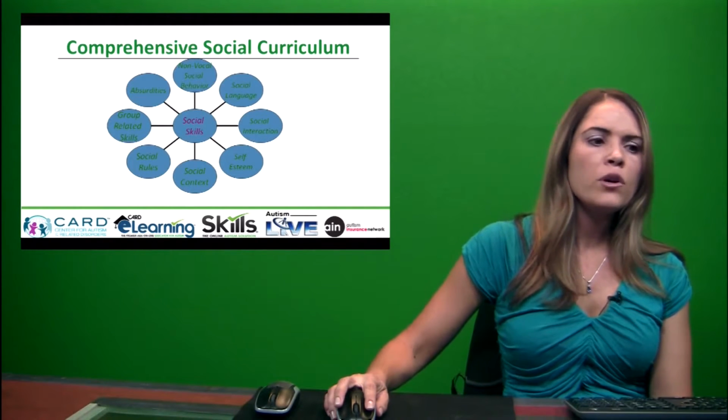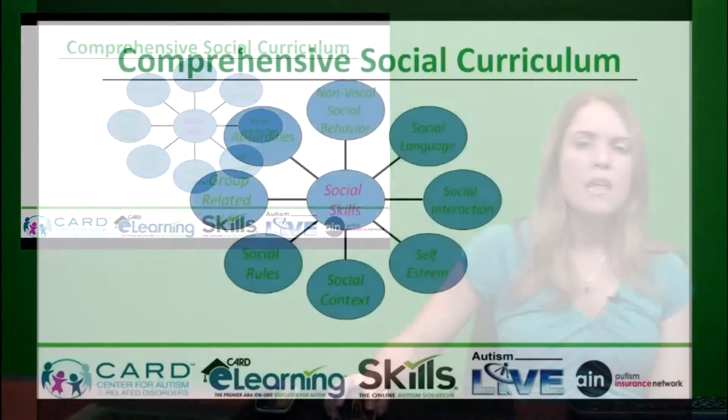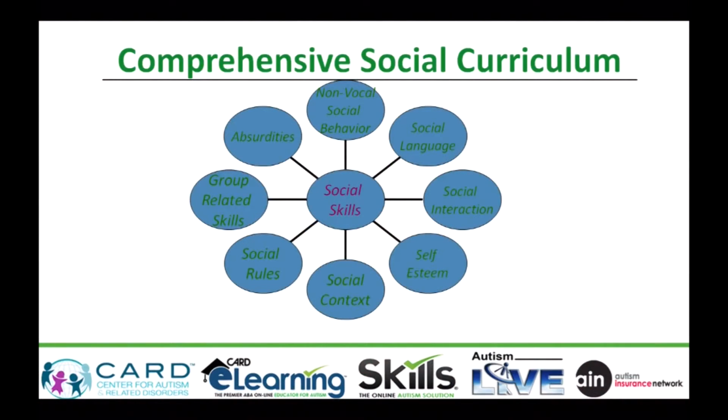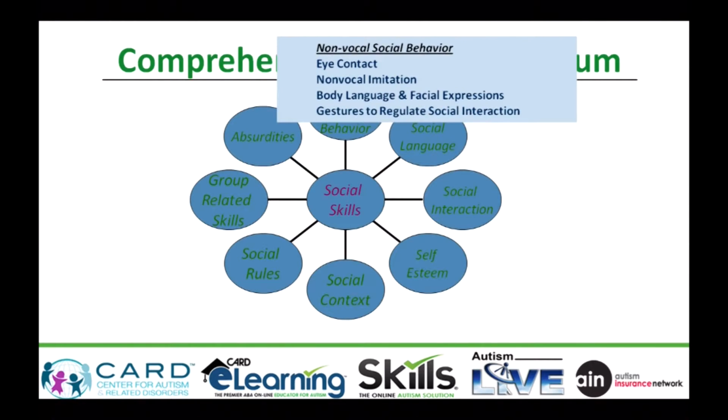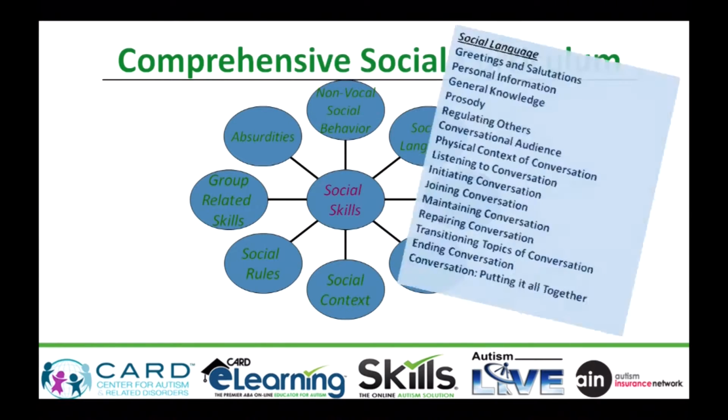So let's look at what a comprehensive curriculum that addresses social skills would need to include. And really, I'm putting this slide up because we're talking here about all of the things in child development that children with autism and typically developing children need to be able to do when it comes to having a successful social repertoire. So this first section, non-vocal social behavior, is teaching the child things like eye contact, to be able to imitate others, to understand and interpret body language and facial expressions, as well as to use them, and to be able to use gestures and chains of interactions.